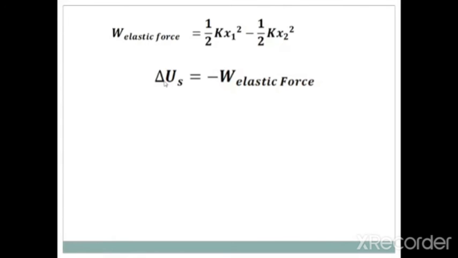The same can be applied to another conservative force, the spring force. We have previously derived the expression for work done by elastic force, which is equal to half k x1 squared minus half k x2 squared. So by definition, the change in elastic potential energy will be equal to the negative of work done by elastic force. So mathematically, that will be equal to half k x2 squared minus half k x1 squared.